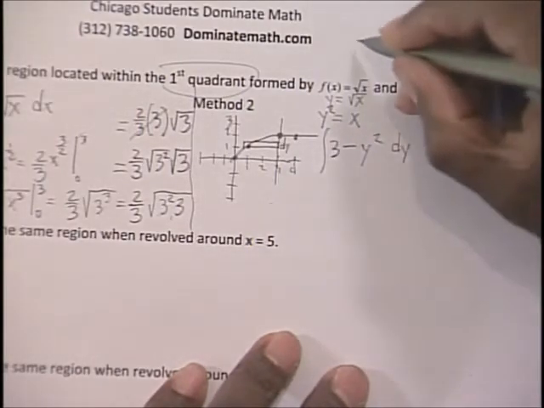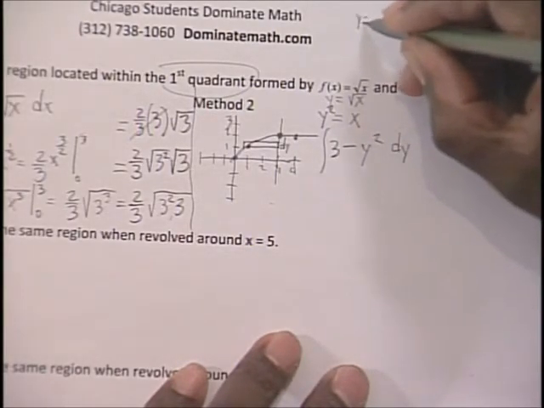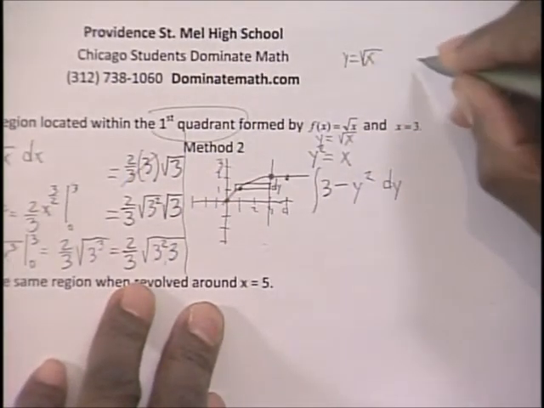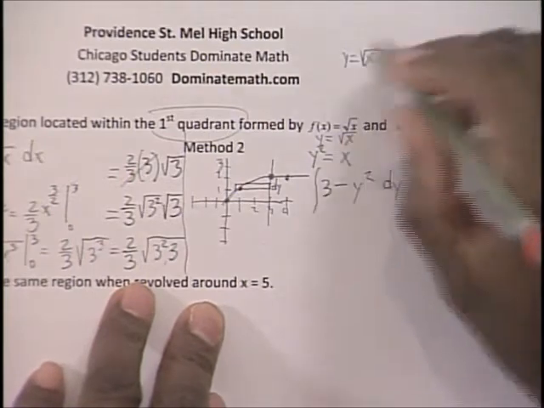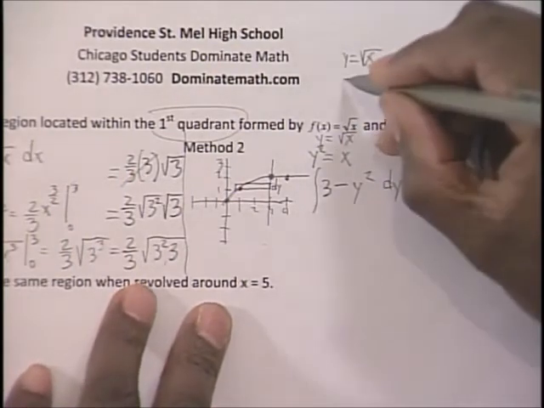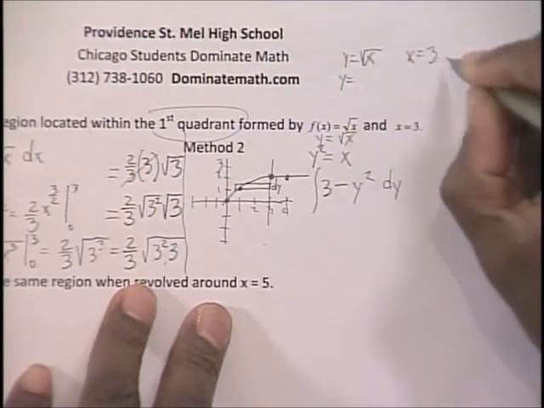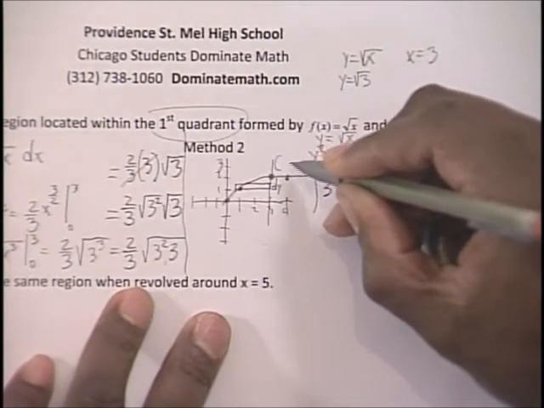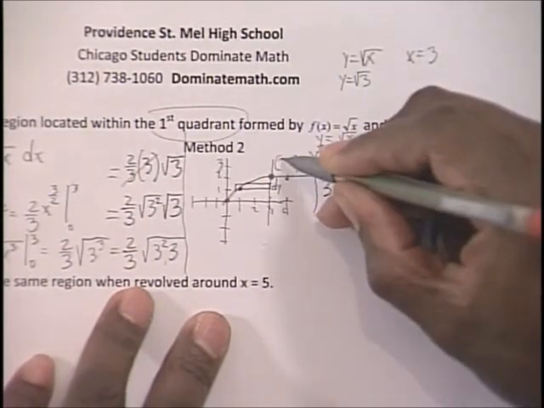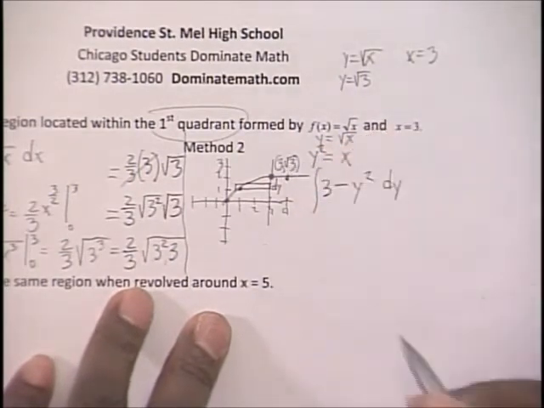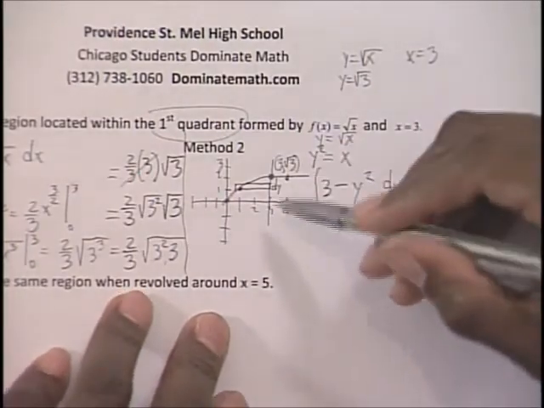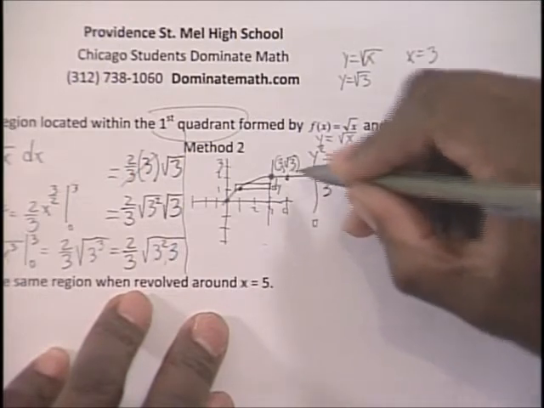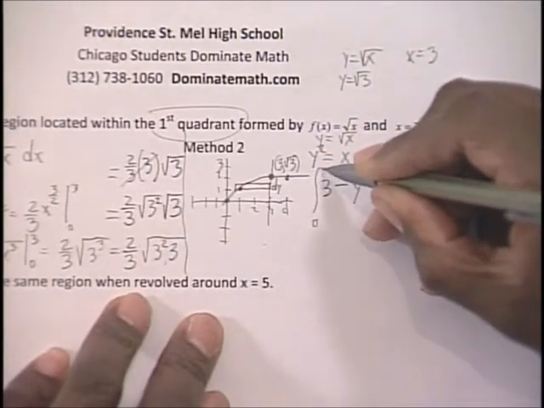You have y is equal to radical x, and you have x is equal to 3. You can use substitution. If x is equal to 3, you make the substitution and you get y equal to radical 3. So this y value here is radical 3. That tells you that you're summing up these slices from the y value 0 to the y value up here, which is radical 3.